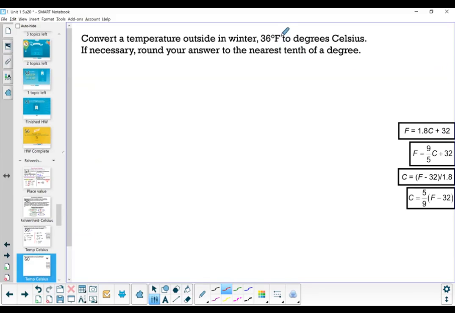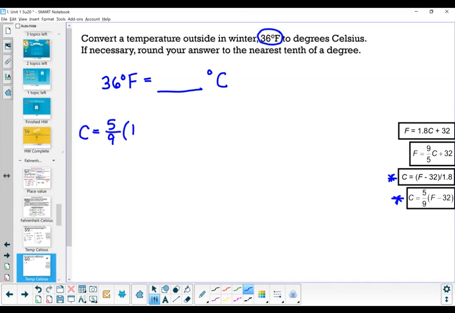This time we're given converted temperature outside in winter, 36 degrees Fahrenheit, 2 degrees Celsius. So we have 36 degrees Fahrenheit equals how many degrees Celsius? So I'm going to start with the last equation first. C equals 5/9 parentheses F minus 32.